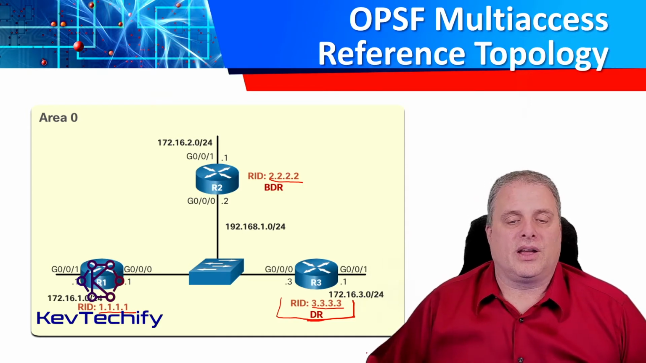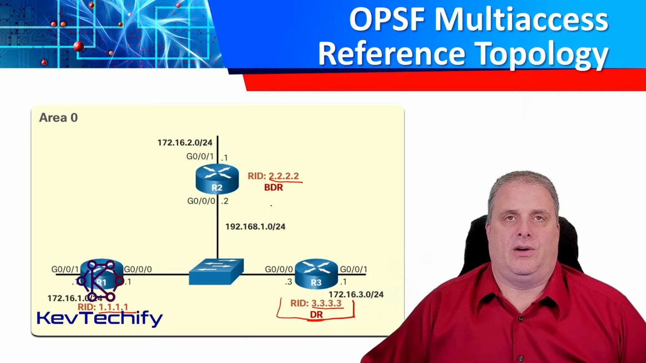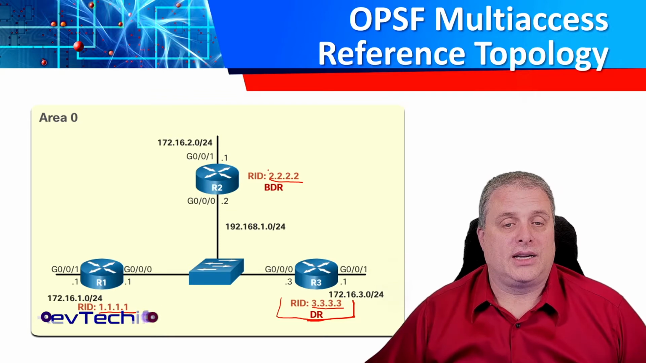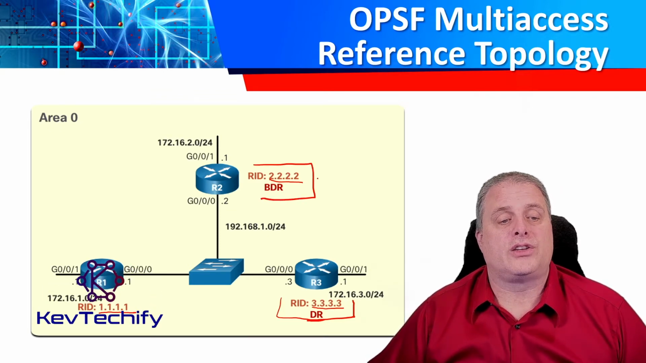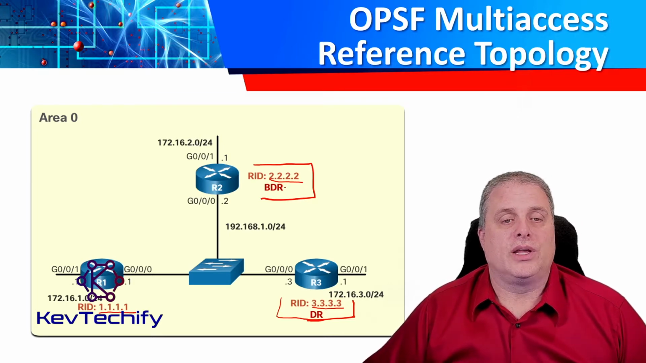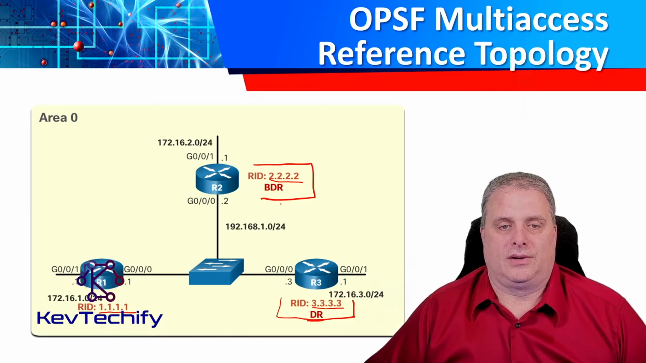After we elected the designated router, then we figured out who's the backup designated router. That's the next highest router ID. Next highest router ID was on R2. That was 2.2.2.2. And so they passively listen to all link state advertisements that are going on our network. They build their own information, but they don't send out any information.